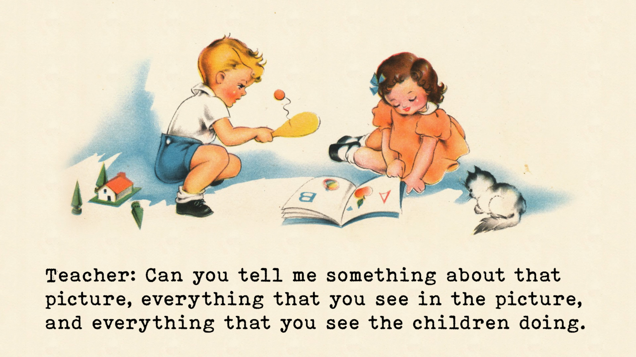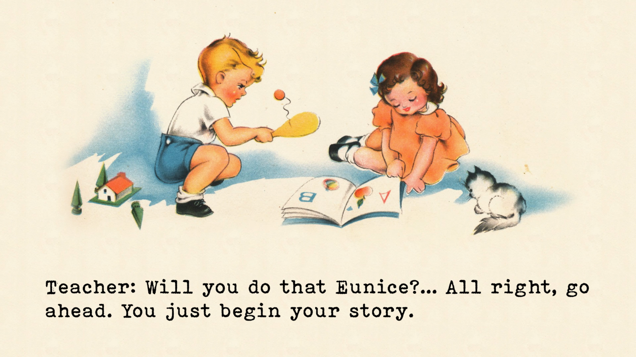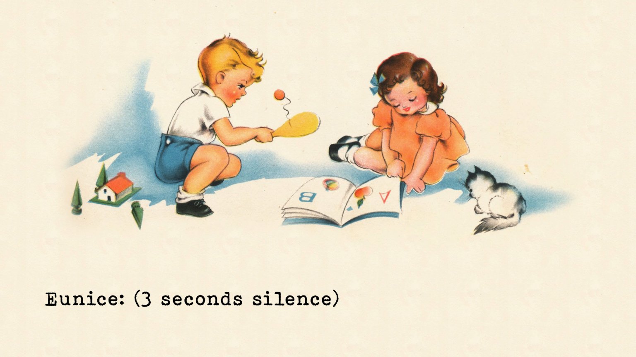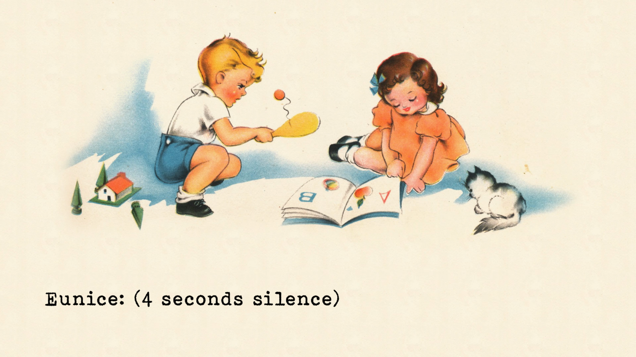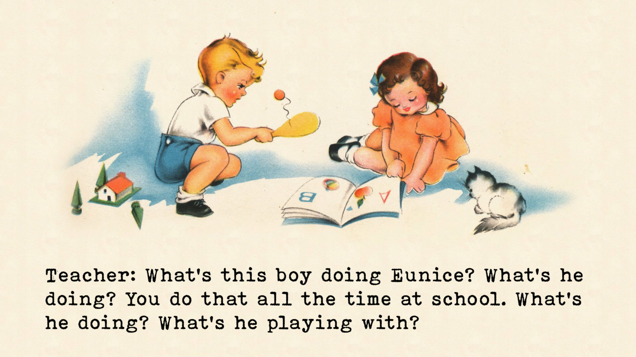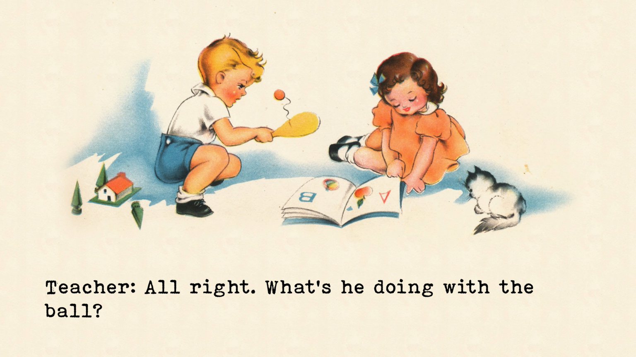Can you tell me something about that picture? Everything that you see in the picture, and everything that you see the children doing. Will you do that, Eunice? All right, go ahead. You just begin your story. Tell me what you see in the picture, Eunice. Come on, look at the picture. Tell me what you see in it. What's this boy doing, Eunice? What's he doing? You do that all the time at school. What's he doing? What's he playing with? Ball. All right, what's he doing with the ball?